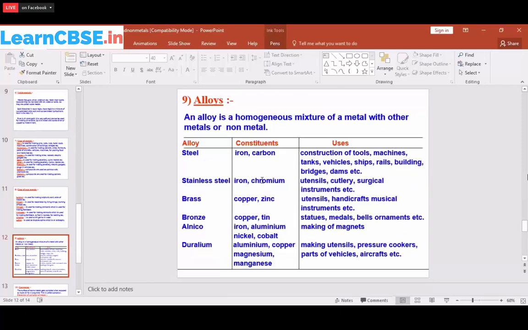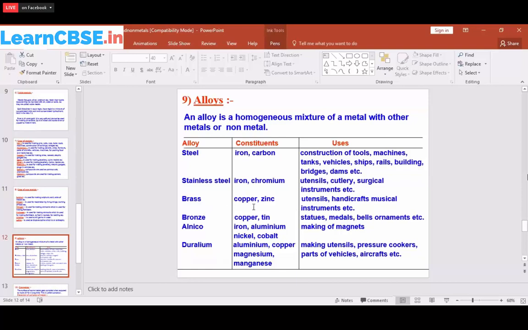Alloys. Okay, alloys are nothing but a mixture of metals with a metal or a non-metal. The first one is steel. Steel contains iron and some percentage of carbon. It is used in the construction of tools, machines, tanks, vehicles, ships, rails, buildings, bridges, dams, etc. Stainless steel contains iron and chromium. It is used for utensils, cutlery, surgical instruments, etc.